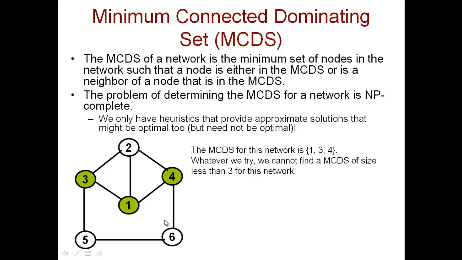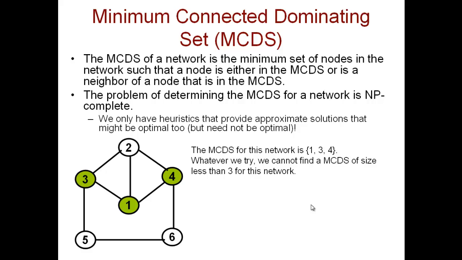Now, whatever you try on this graph, you cannot find an MCDS of size less than 3, say for example 2. You cannot pick two nodes and say for every node either the node is in the MCDS or is connected to a node in the MCDS. Okay. So how to find the MCDS of a network? We'll see that a little later.